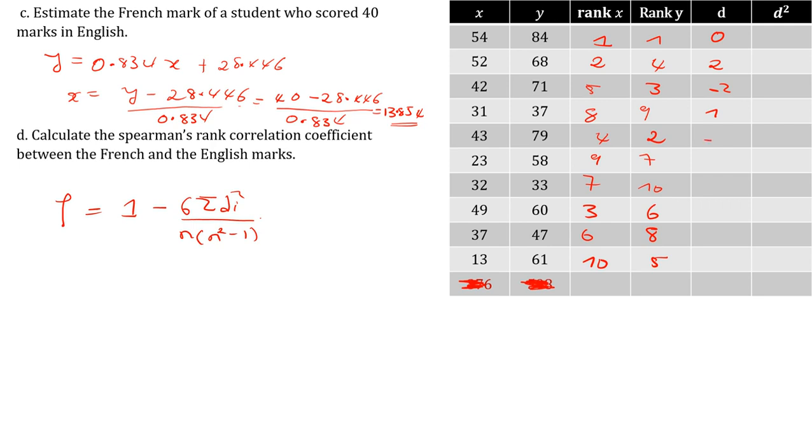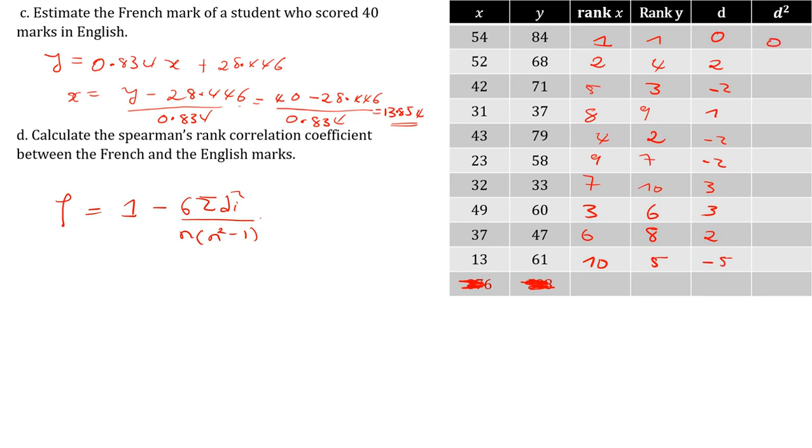2 minus 4 gives negative 2. 7 minus 9 gives negative 2. 10 minus 7 gives 3. 6 minus 3 gives 3. 8 minus 6 gives 2. And 5 minus 10 gives negative 5.